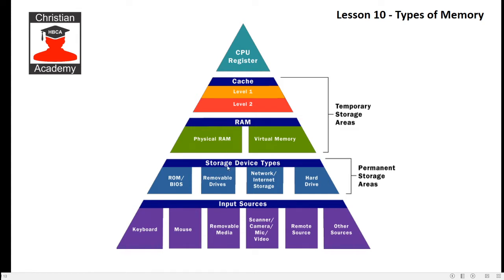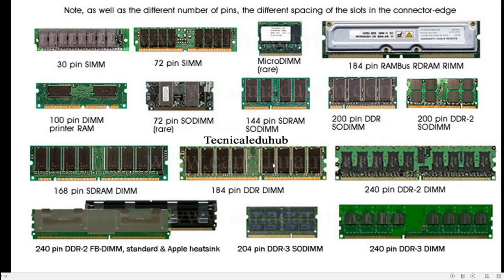Then we've also got your storage device types, and we spoke about that, which is your ROM, which is your BIOS unit, and we'll talk about that a bit more now. Then we've got the removable drives, the network storage, and the hard drives, and it says there on the side, this is permanent storage, and this is temporary storage. So the physical RAM, the chips, the virtual memory, which the operating system a lot of times can create from hard drive space, and then your CPU with the level 1 and level 2 RAM on it. I just thought it would be nice to show you this little pyramid so it just makes sense.